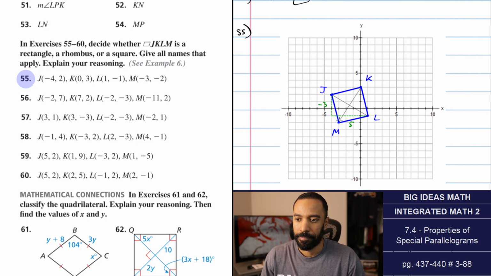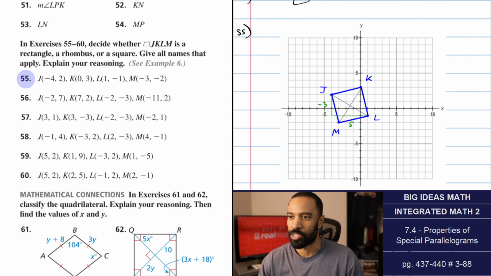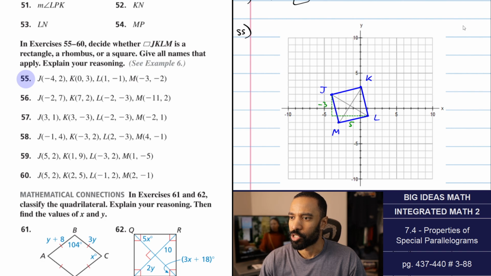From K to M also has a certain rise and run. The only problem is these are going to interfere with appearance, so I'll change the color. Let's see what color I'm going to use. I'm going to use kind of a red. From M to K, it does this. So M to K, I rise 1, 2, 3, 4, 5, and I run 1, 2, 3.